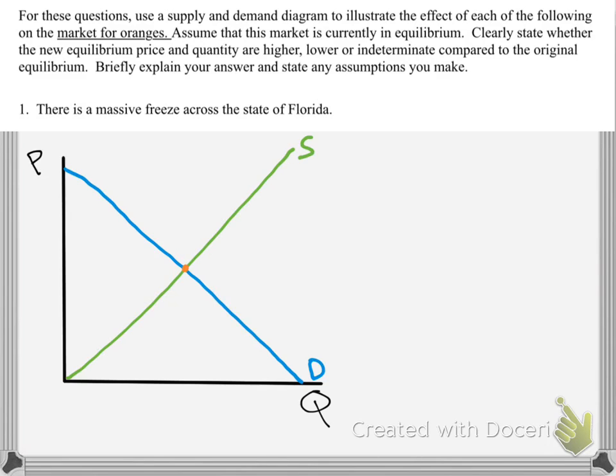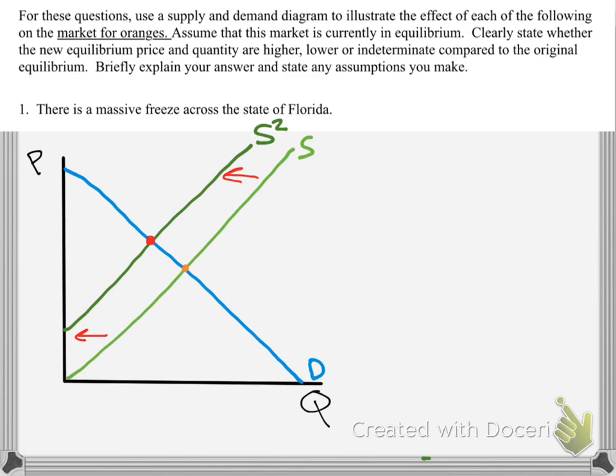Well, if there's a massive freeze, that means there's going to be a huge shift in supply because there won't be enough oranges around. So that means it'll shift the supply to the left. That means it's decreasing supply here. So our new curve would look a little something like this, and we'll call this S2. Alright, so what happens then? Well, that means our equilibrium point will shift to here.